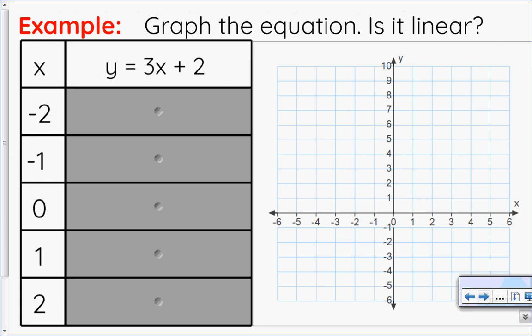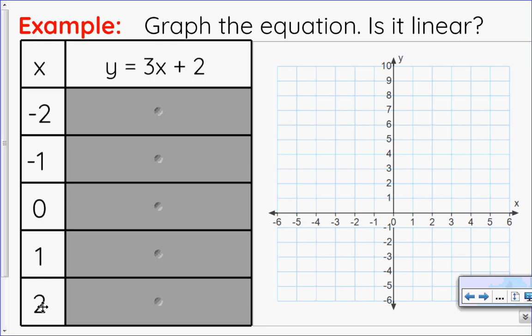So I have this equation, y equals 3x plus 2. It looks like it's linear because x and y each have an exponent of 1. So to graph it, you can see what I did. I chose 2 negatives, 0, and 2 positives. And I just went in numerical order: -2, -1, 0, 1, 2.